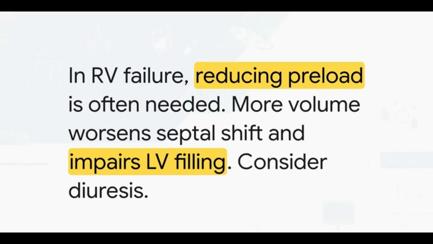Now, this is a critical and kind of counterintuitive point. When you see an acutely dilated and failing right ventricle, our instinct is to give a fluid bolus. But that's often the wrong move. More volume just makes the septal shift worse, which then messes up your left ventricular filling and drops your cardiac output even more. The correct response is often to reduce preload with diuresis.